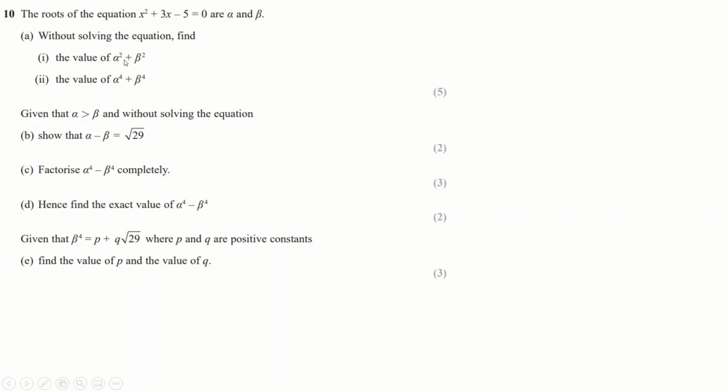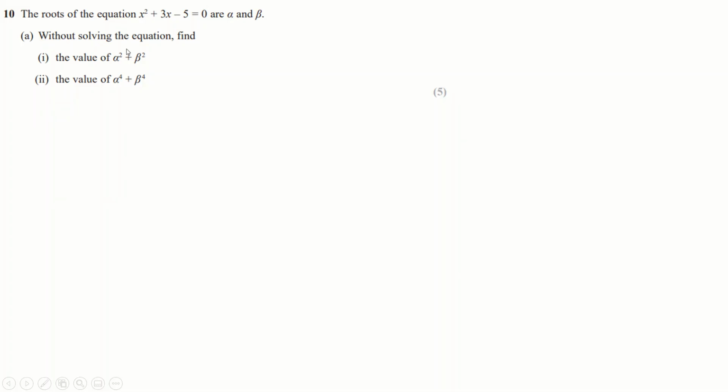Good. Question number 10, the roots of this are alpha and beta. Without solving the equation, do some stuff. I'm just going to cut some of the question out here because I'm going to need some space. Now, when you're looking at a polynomial, the sum of the roots is this number over this number with a negative, so minus 3 over 1. And the product of the roots is this number over this number, but positive. But because minus 5 is minus 5, that just makes a negative anyway. So we get these two statements here.